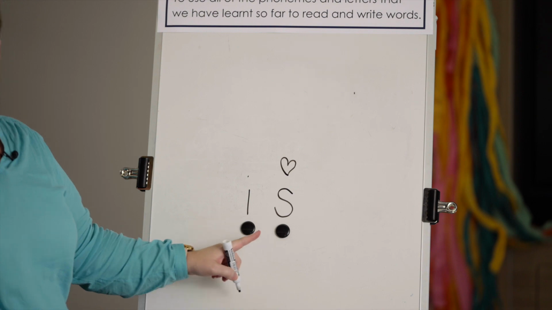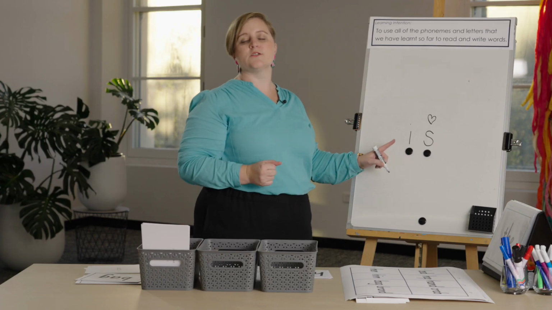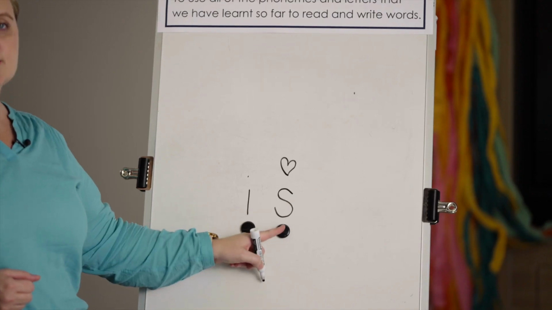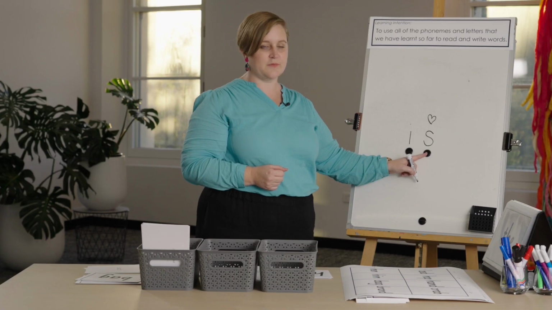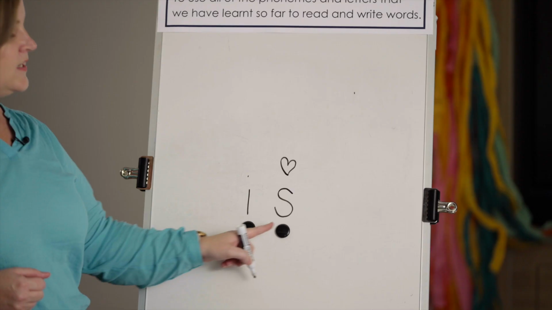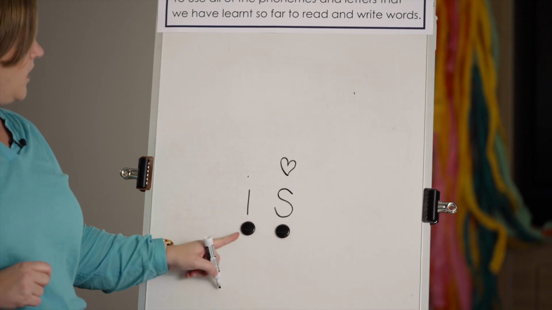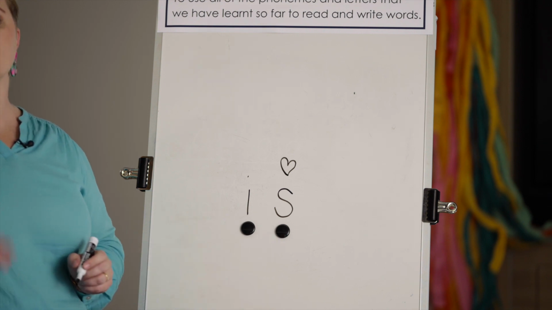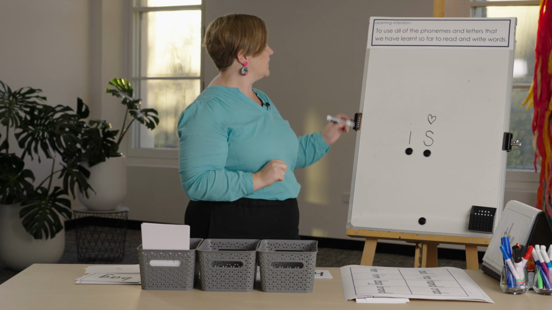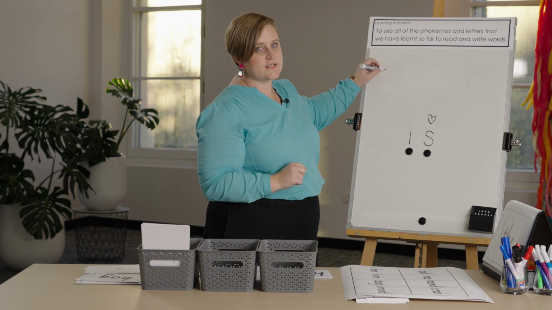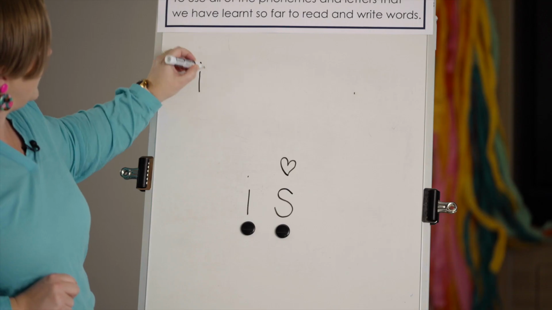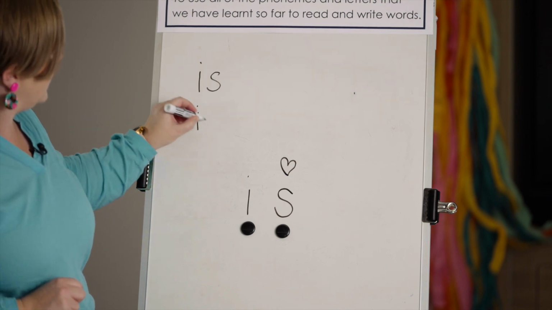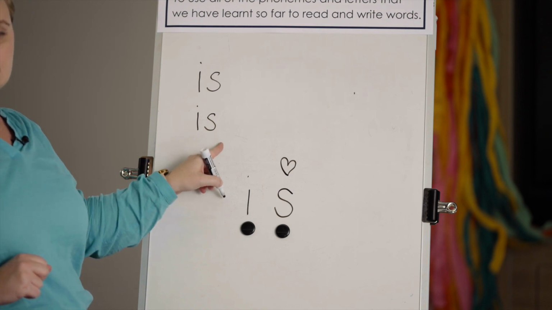Now I want you to spell that word. When we spell that word, we're going to use our letter names. So it will sound like this. I-S is. Can you do that with me? I-S is. One more time. I-S is. Now it's your turn to write it. We're going to write that word 3 times. Are you ready? Let's go. Let's see if we can write it together. I-S is. Again. I-S is. One more time.